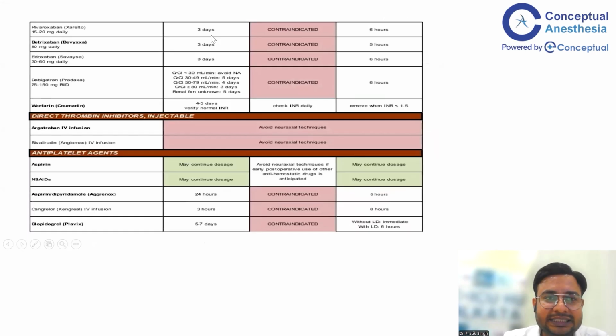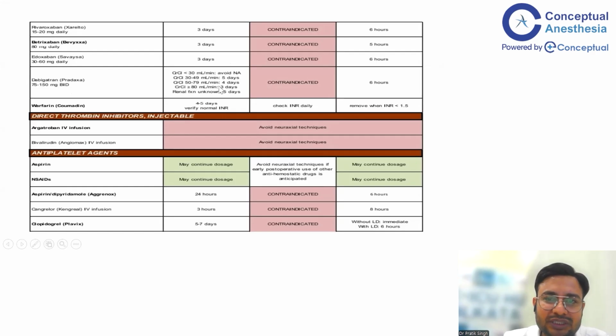Rivaroxaban, 3 days. Betrixaban, 3 days. Edoxaban, 3 days. So for apixaban or any 10A inhibitor, 10A takes 60 to 72 hours to reform in the body. So after 3 days you can get surgery or any procedure done. And on average, after 6 hours you can reuse it after removal of the catheter.